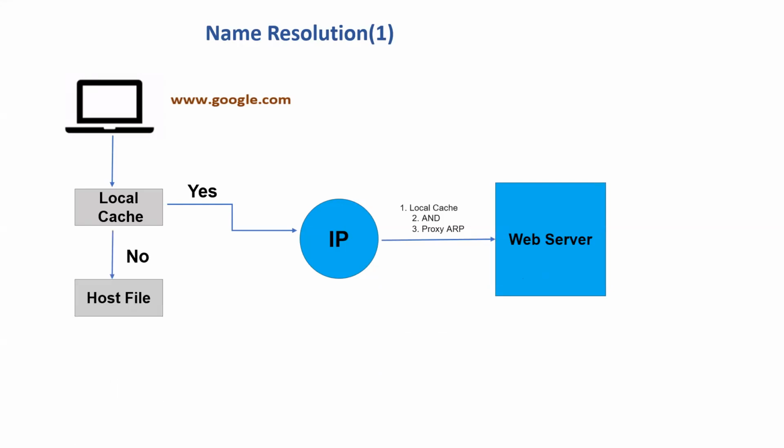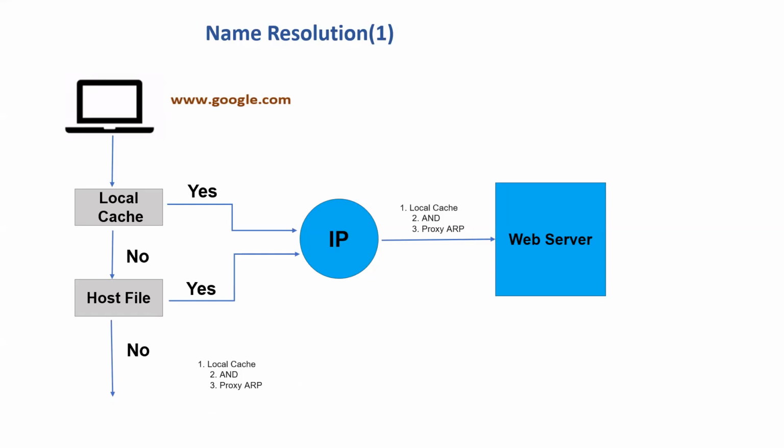check the operating system file known as the host file, where we manually map the names with the IP addresses. If it is found in the host file, then it will do the same procedure and connect with the web server. In case it is not found in the host file, then it will go for DNS name resolution.